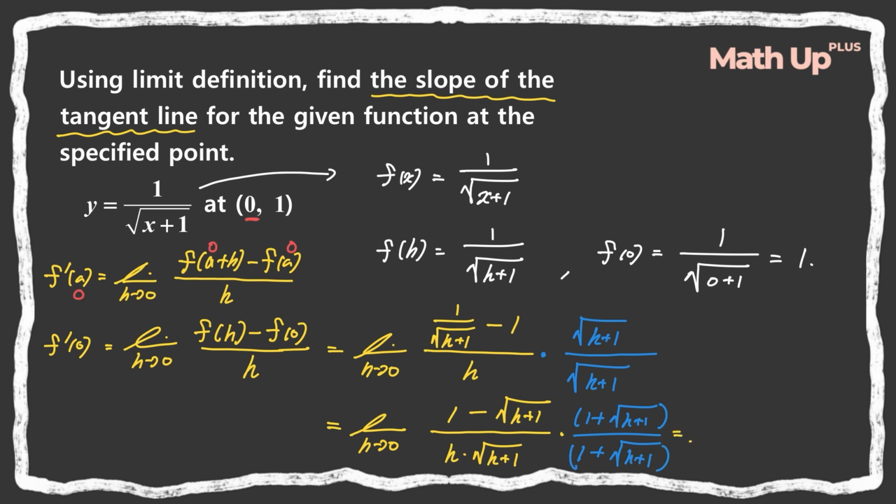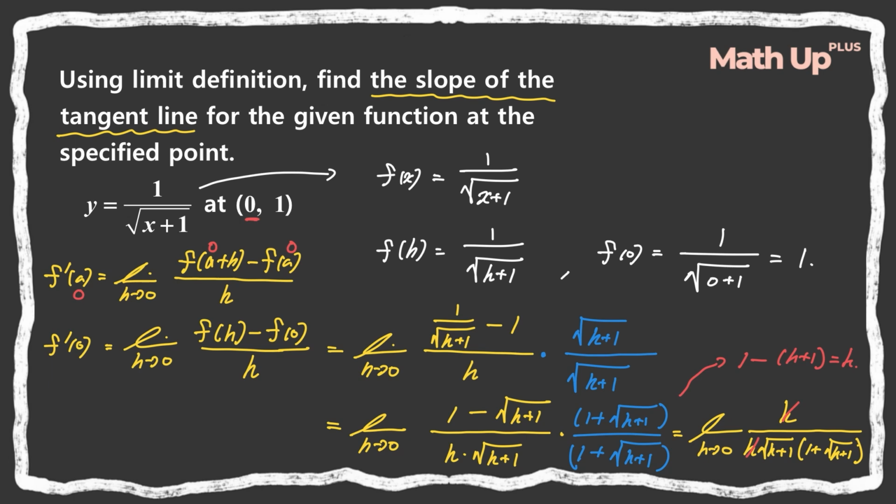So that is equal to the limit as h approaches 0. The numerator is 1 minus h plus 1, right? So that is equal to negative h. Denominator, we have h times square root of h plus 1 and 1 plus square root of h plus 1, right? So h from the numerator and h from the denominator cancel out.